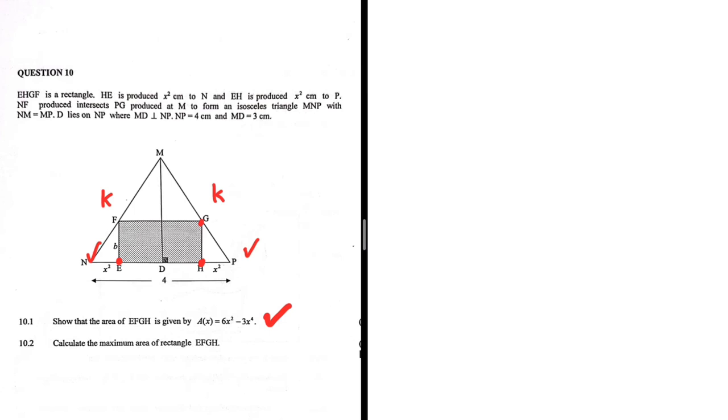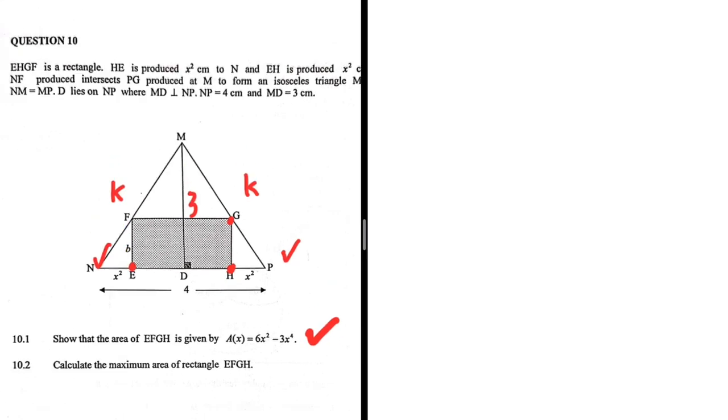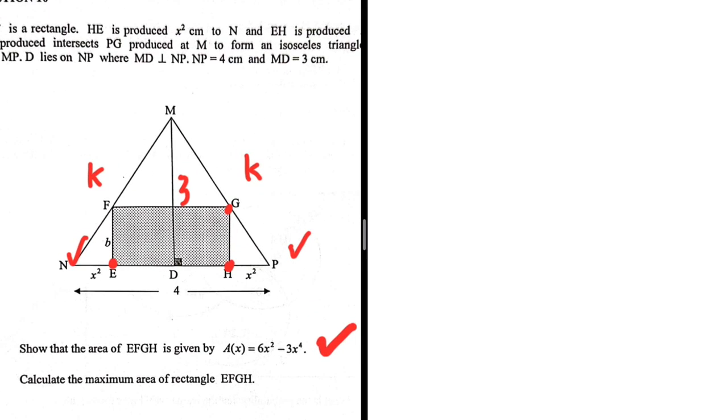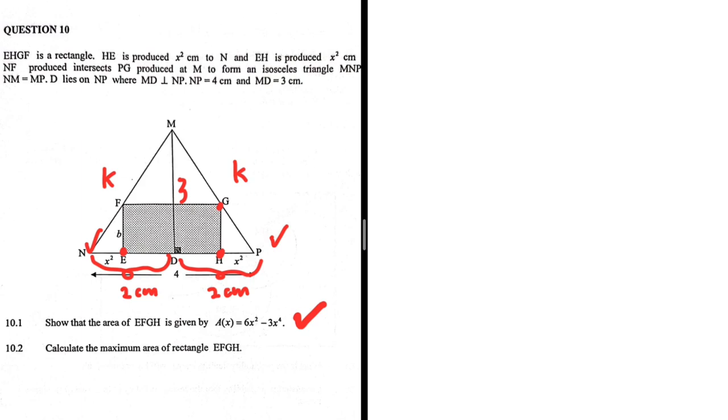So let's write 3 centimeters right there, because MD is 3 centimeters. If from N to P is 4 centimeters, then from N to D is 2 centimeters, and from D to P is also 2 centimeters. There we go. Let's see how we can solve this problem.